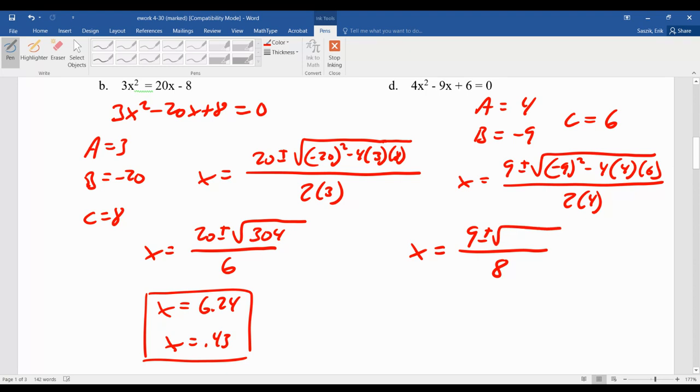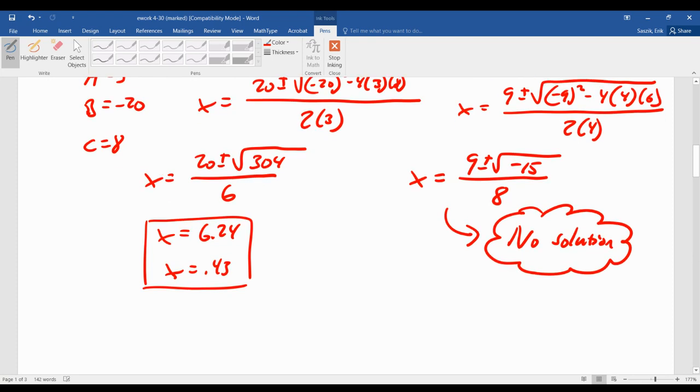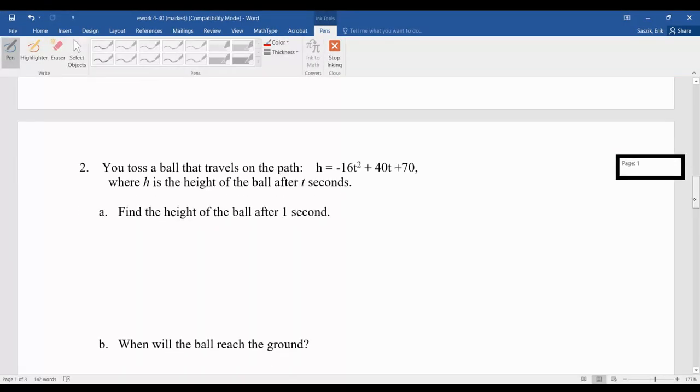Now, everything underneath that square root comes out to -15, and that should be a huge flag for you. If you got -15, you can't take the square root of a negative number. This is no solution, right? Which means if we were going to graph this, this parabola would not cross the x-axis. We've talked about that before. Okay? So you guys were pretty solid with this before we left. Just got to make sure you use your parentheses where appropriate. Don't take shortcuts, and you're going to be fine.